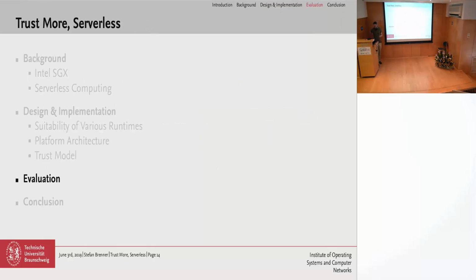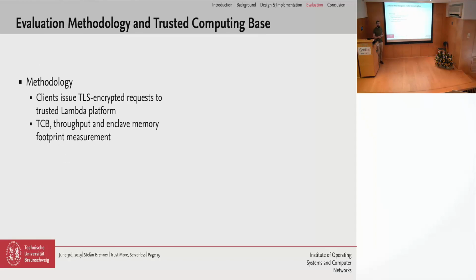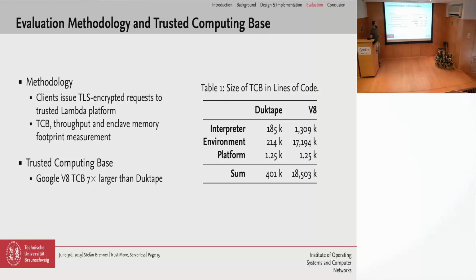Okay, so I will now show you the results of our evaluation. So what we did is we had multiple clients that issued requests to our platform via TLS. And then we measured the trusted code base, also the throughput, and how much memory we would be using. So you get a very clear picture of why we chose the Duct Tape interpreter first, because really that's a very small interpreter, like only less than 200,000 lines of code, as opposed to the really large Google V8. So the V8 interpreter itself is even 7 times larger than Duct Tape.